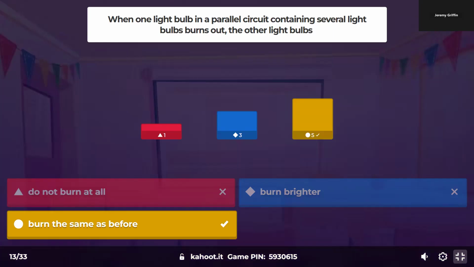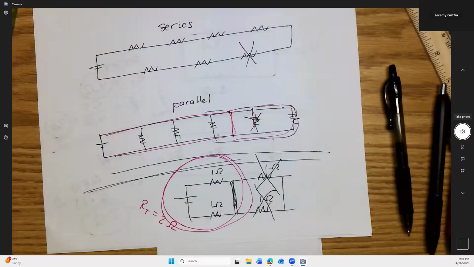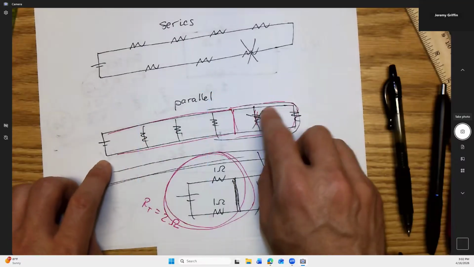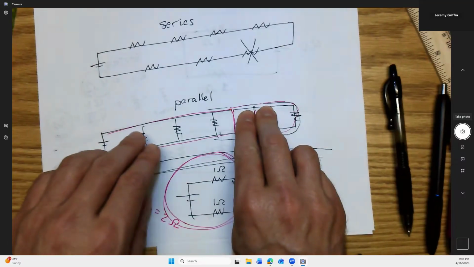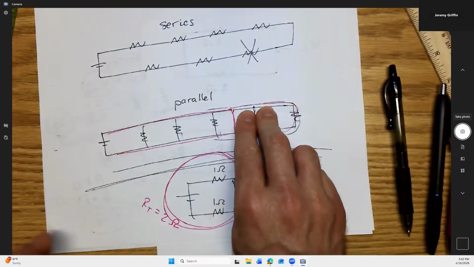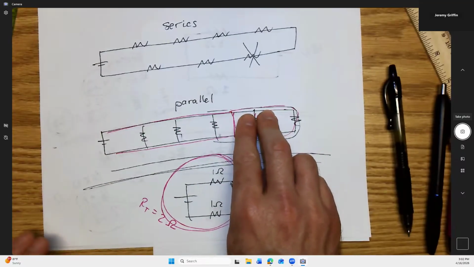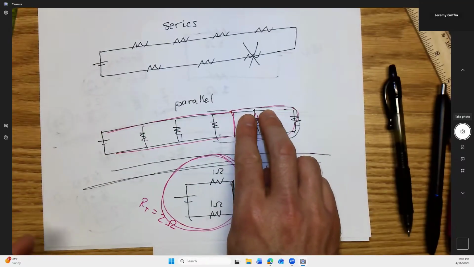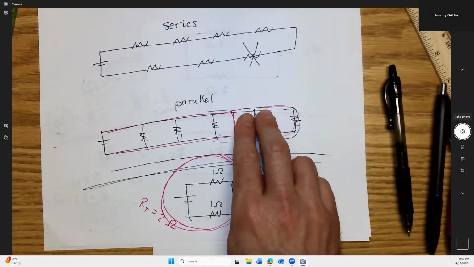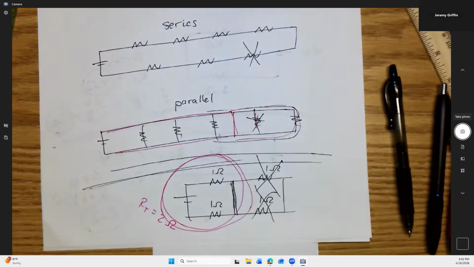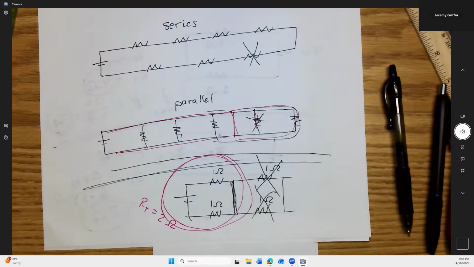Same as before. That's what I was just drawing right here. If you have all these in parallel and one burns out, there's still a path of electricity through the other one, so that's okay. So if you ever buy a string of Christmas lights and you have a single dead bulb but all the other ones are lit up, that's because they're strung up in parallel like that.